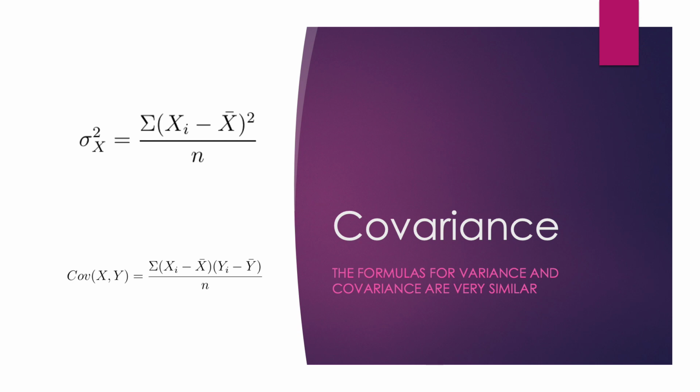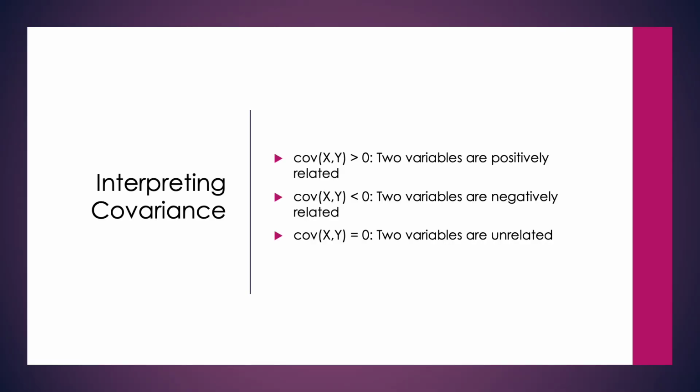This brings us to covariance. The formulas for variance and covariance are very similar, as you can see. And the way that we want to interpret covariance is, if the covariance between x and y is greater than 0, the two variables are positively related, meaning that as one variable increases, the other variable will also increase, or as one variable decreases, the other will also decrease. A positive relationship indicates that both the variables move in the same direction.